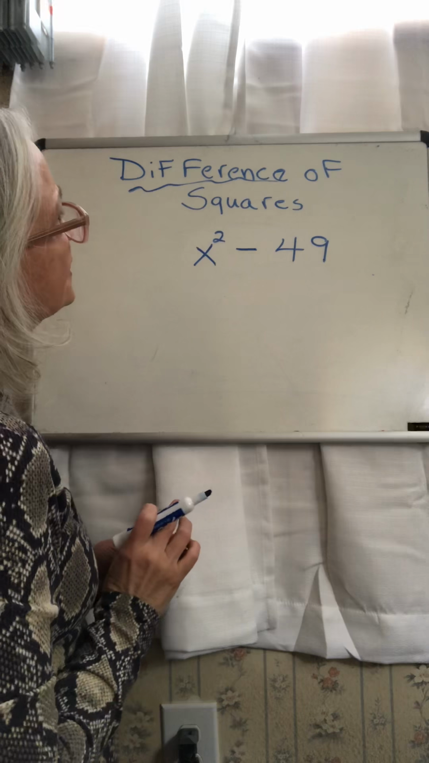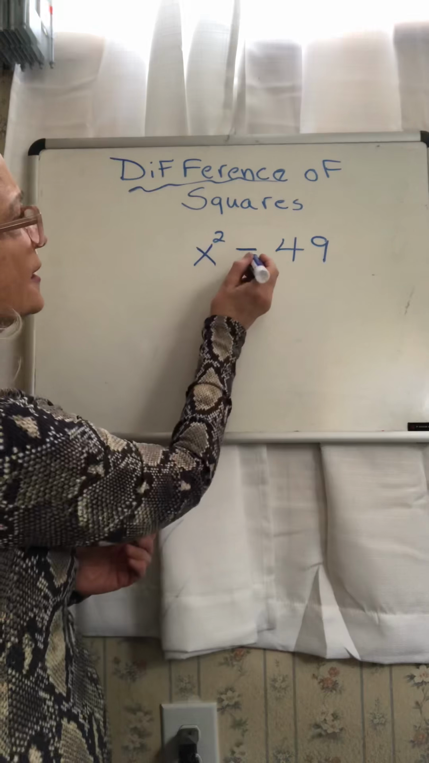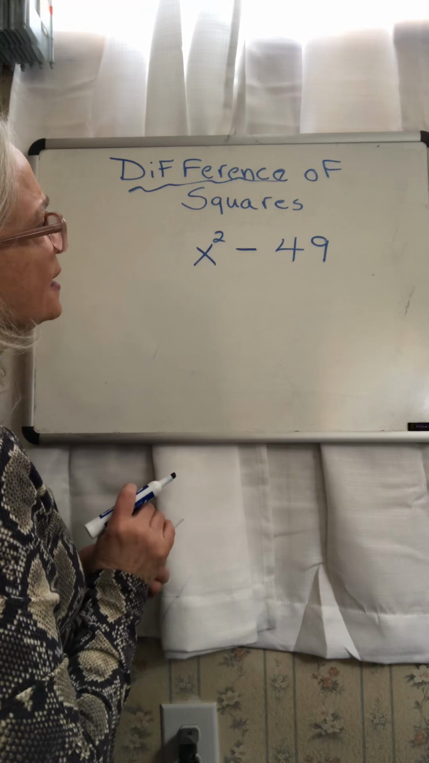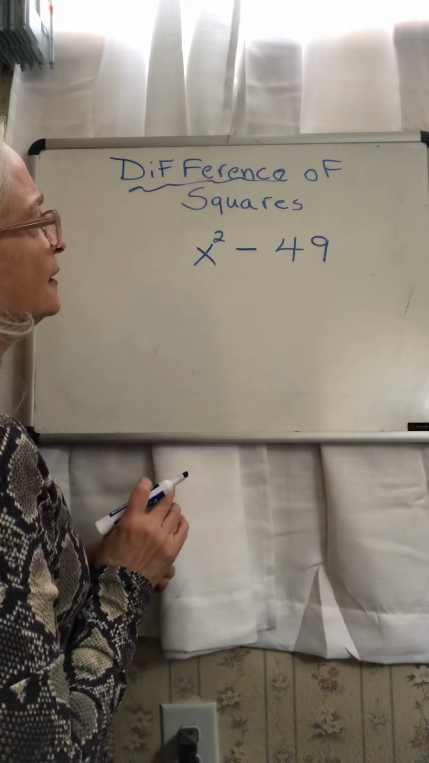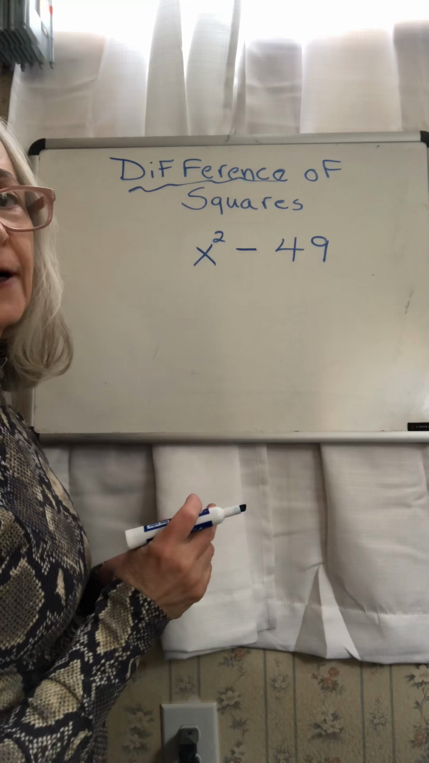So, things to remember with the difference of squares: got to have a subtraction sign, and the first and the second term need to be perfect squares.